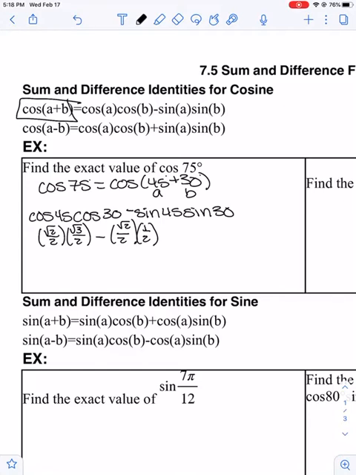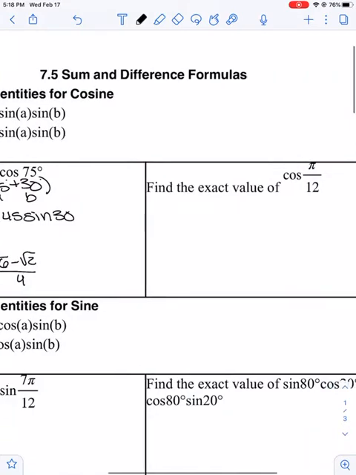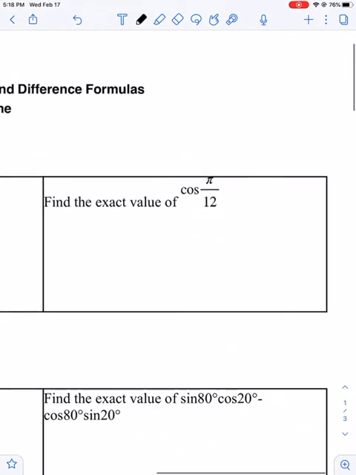So now I'm going to start simplifying this. So this first one, square root 2 times square root 3 is square root 6 over 4. And then minus square root of 2 times 1 is square root 2 over 4. They already have the same denominator, so I can bring them together into one fraction. So square root 6 minus square root 2 over 4. That's it for that one.